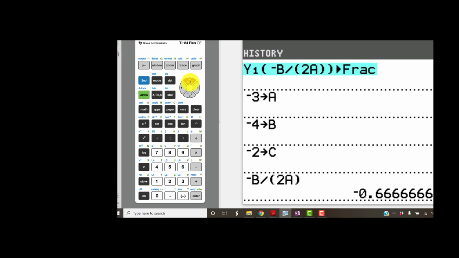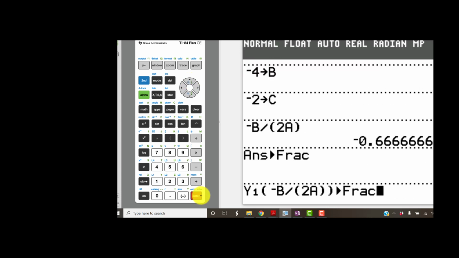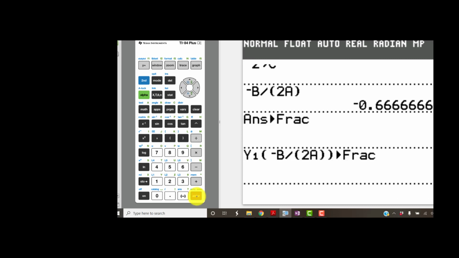And now let me go and enter the other one that I've already entered right here. It may be easier just to type it directly. And this one is already going to come out as a fraction. And it's also -2/3.